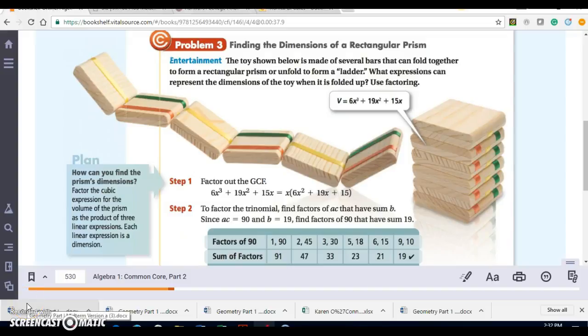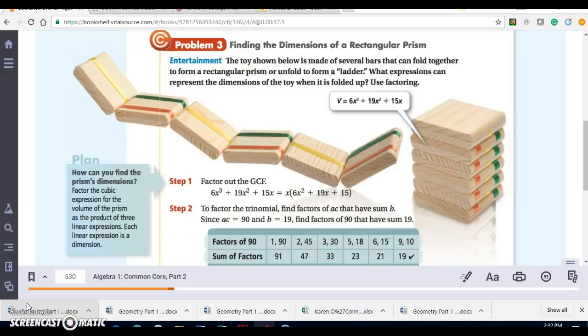Okay, let's do a real world application now. It says finding the dimensions of a rectangular prism. The toy shown below is made of several bars that can be folded together to form a rectangular prism or unfold to form a ladder. What expressions can represent the dimensions of the toy when it's folded up?